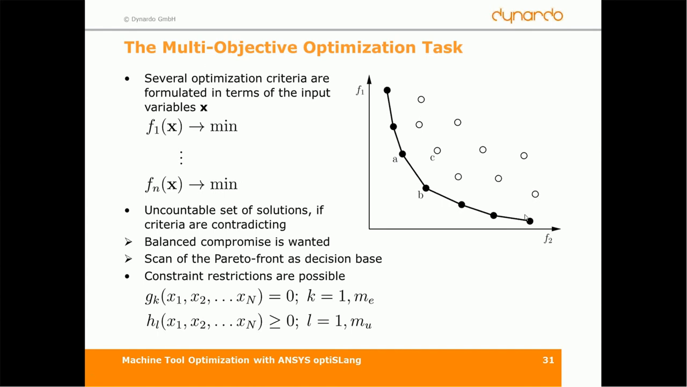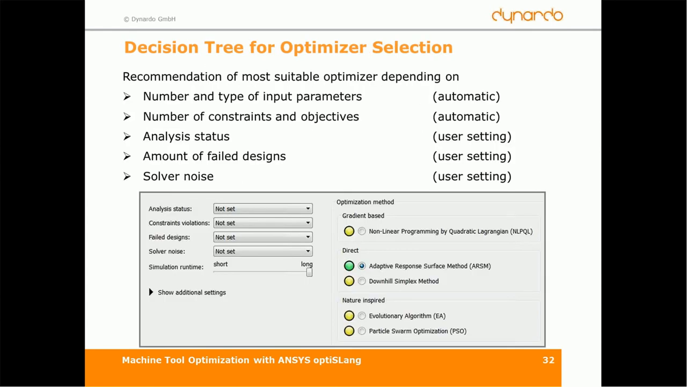In order to support the user, we have developed a so-called decision tree in the wizard, which helps the user to decide which optimization algorithm is the best one for my specific situation. It considers the number and the type of the input parameters. This is done automatically. Number of constraints and objectives, also automatically. This just comes from your formulation. And it considers three user settings. The analysis status, if it's a pre-optimized design or if you should search globally. Amount of failed designs, if you assume that there are some failed designs maybe during the solver evaluation.